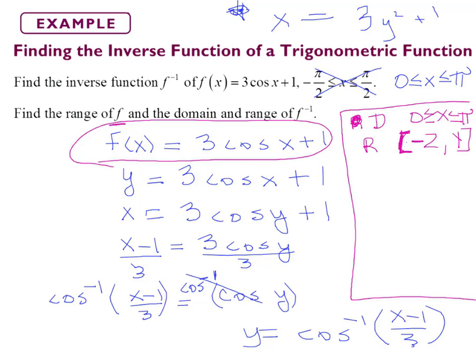Now you can also do it here because the cosine can only be from -1 to 1, which would make that -2 minus 1 is -3 over 3 is -1. And 4 would make it 4 minus 1 over 3, which is +1. So either way you could do it.